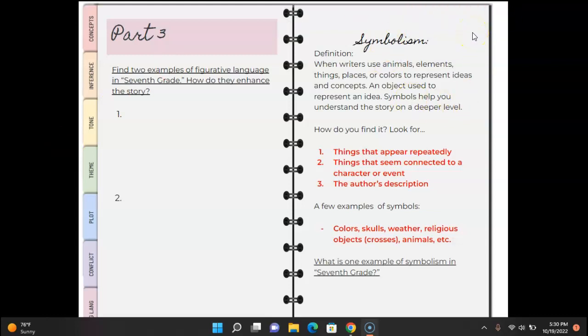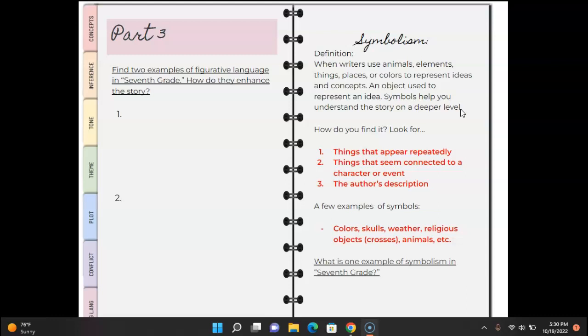Symbolism is a part of the figurative devices, but I wanted to talk about it separately because it's a bit more complicated. The definition for symbolism, which, by the way, this should be in red text, I'm not sure why it isn't, but you need to fill in this definition, which says when writers use animals, elements, things, places, or colors to represent ideas and concepts. An object used to represent an idea, symbols help you understand the story on a deeper level.